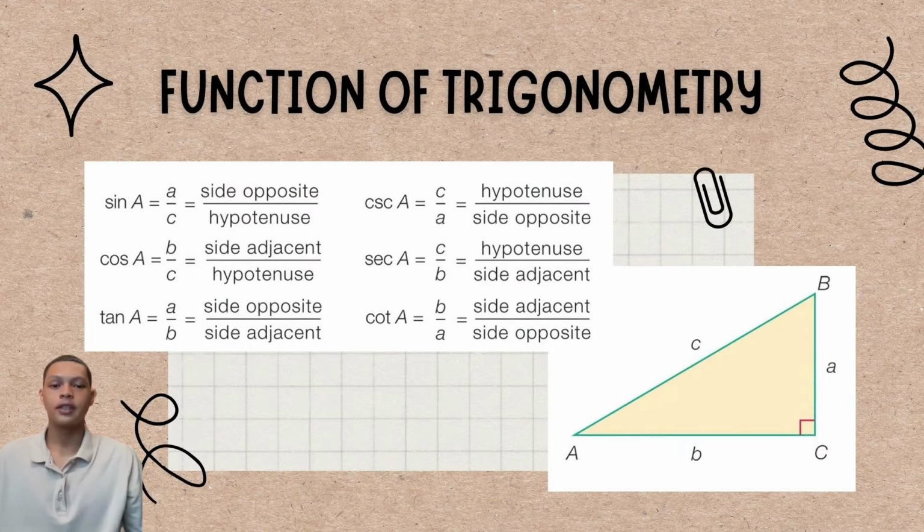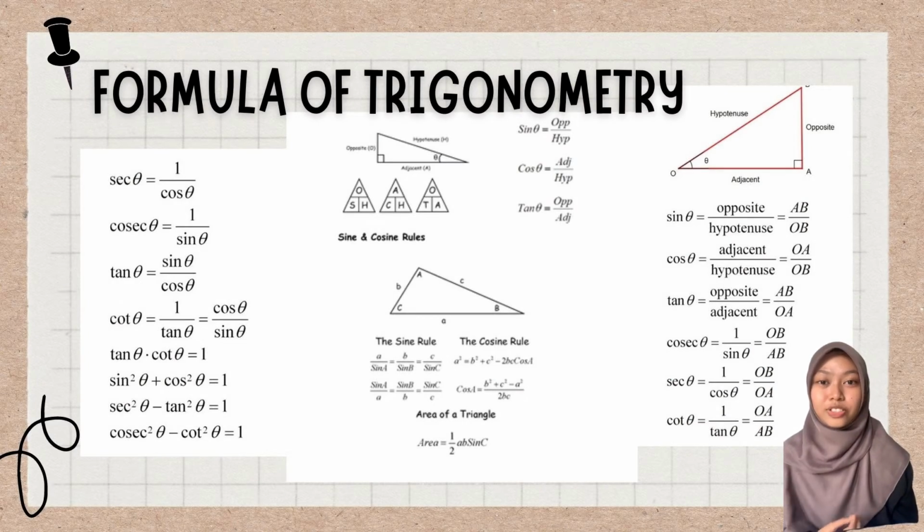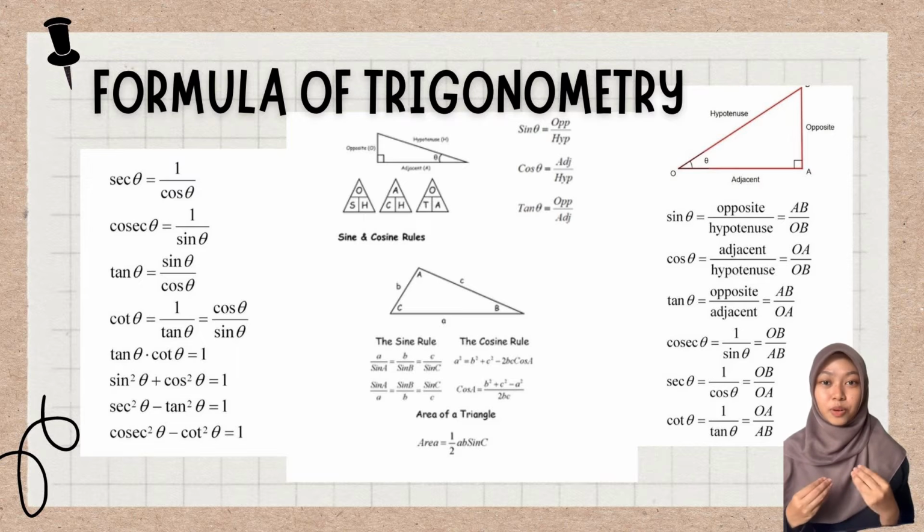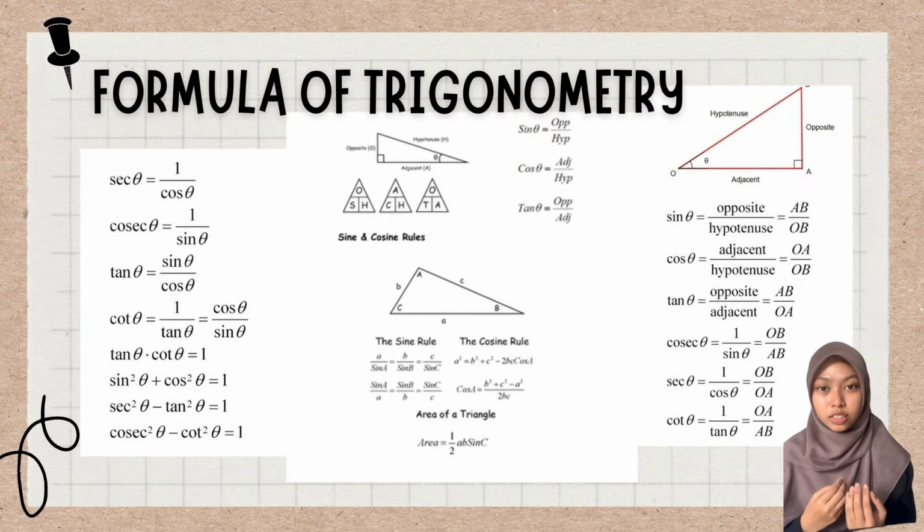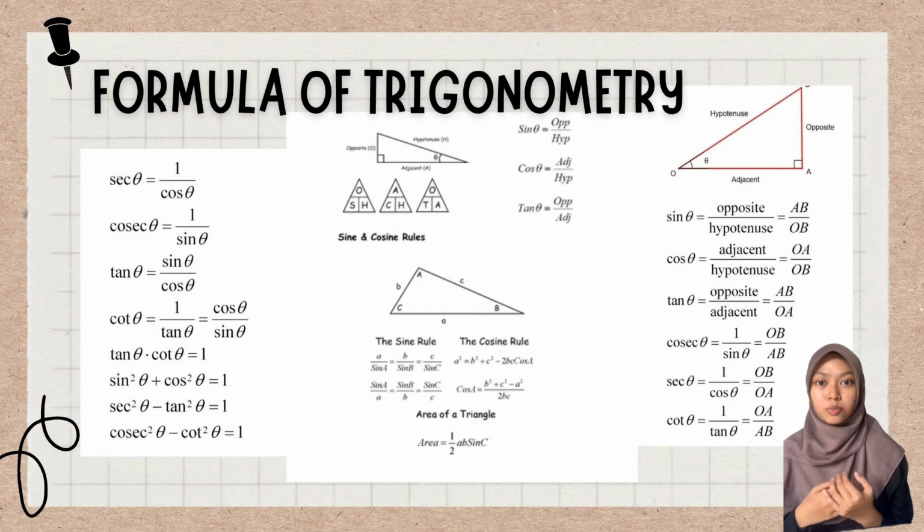The trigonometric functions are real functions which relate an angle of a right-angled triangle to ratios of two side lengths. Here is the formula of trigonometry. As we can see, it has so many formulas, but we only use a few to solve the equation, such as 1 over sin theta and cos equal to adjacent over hypotenuse.